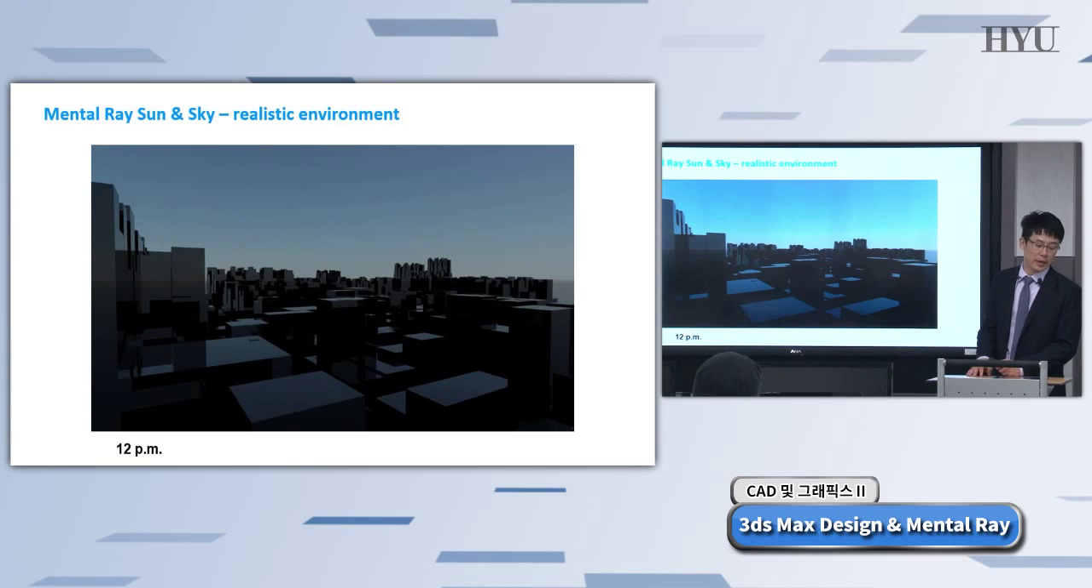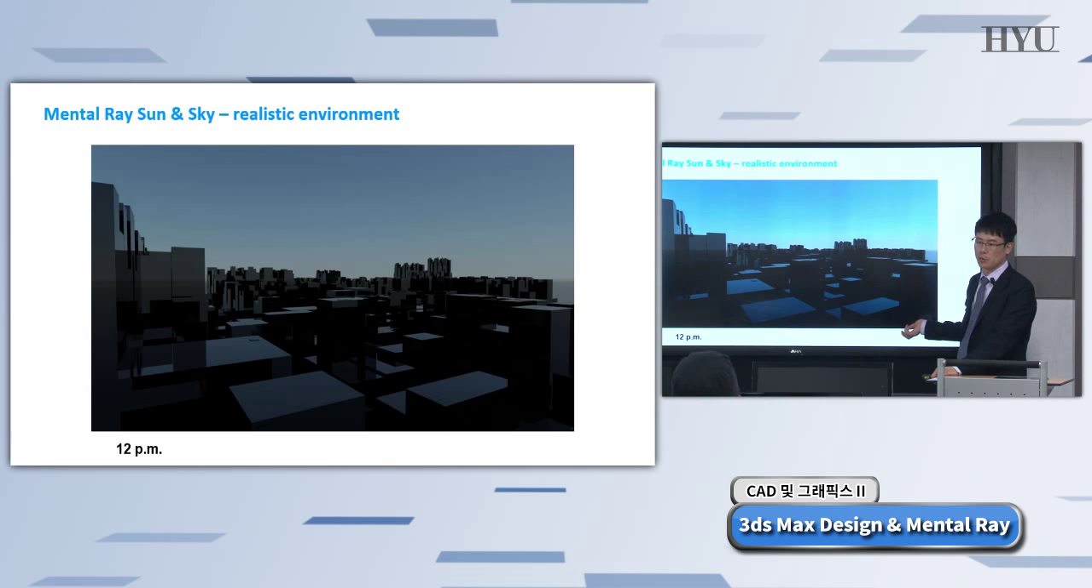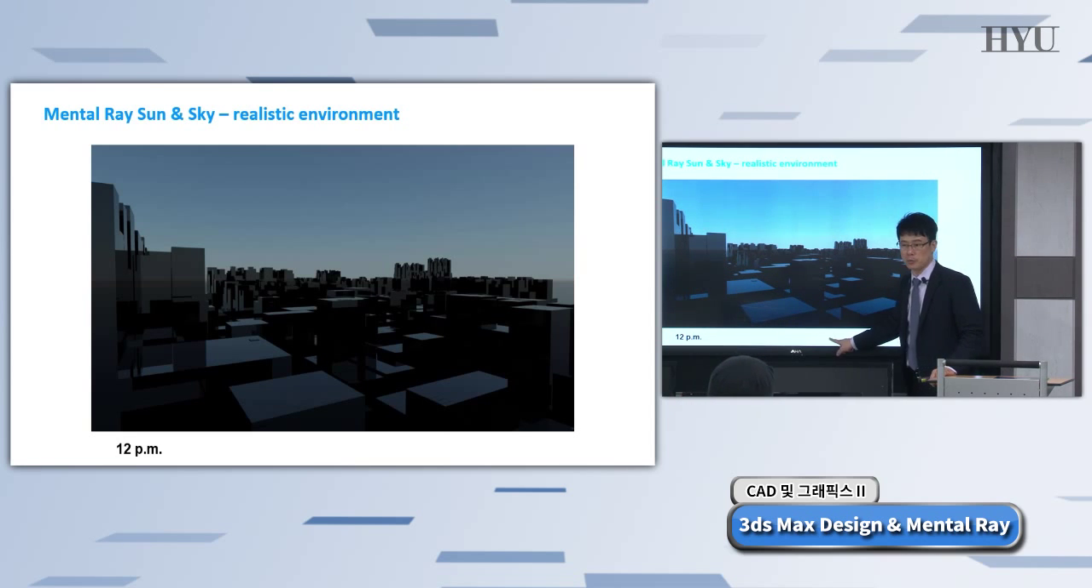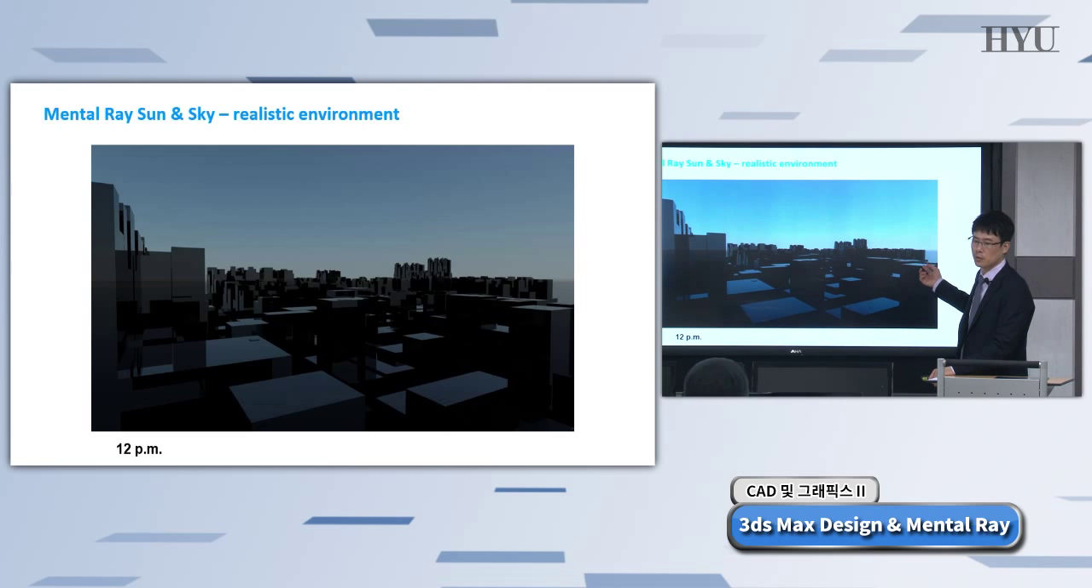So also mental ray sun and sky, we installed last week mental ray sun and sky. Okay, that is why this sky looks like a real clean sky in blue. This is 12 p.m. style. Okay, just install mental ray sun and sky, and render it based upon this geometry. This is one of the previews of today's lab exercise.